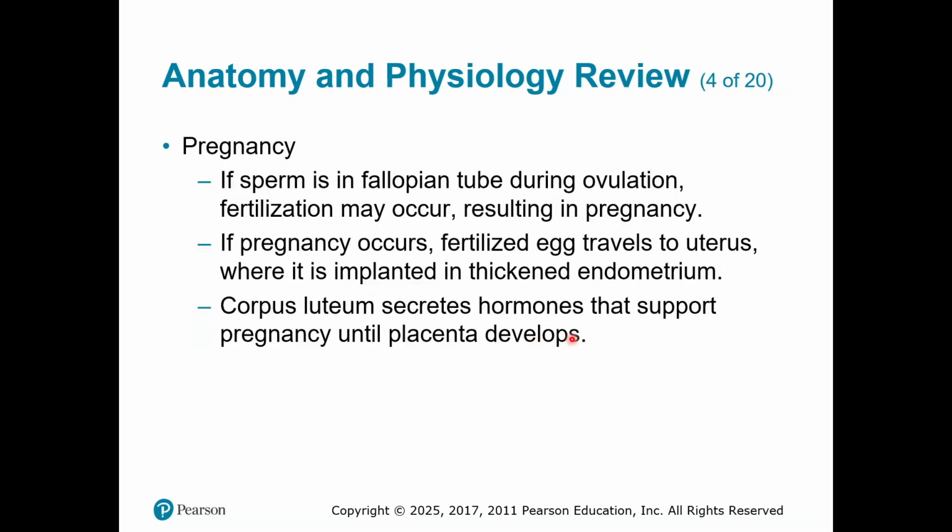Pregnancy. If the sperm is in the fallopian tube during ovulation, fertilization may occur, resulting in pregnancy. If that pregnancy occurs, fertilized eggs ideally travel to the uterus where it's implanted in the thickened endometrium. And the corpus luteum secretes hormones that support pregnancy until the placenta is developed.